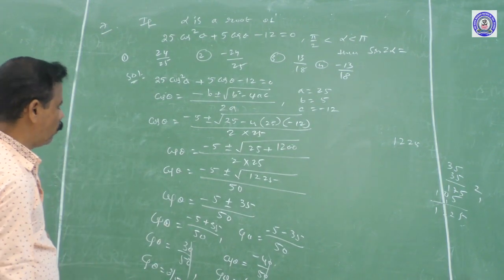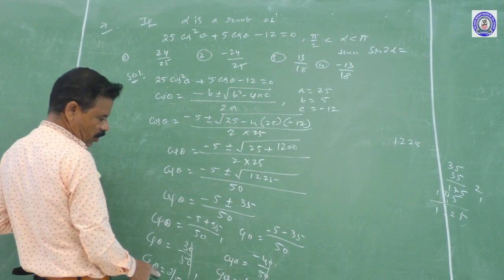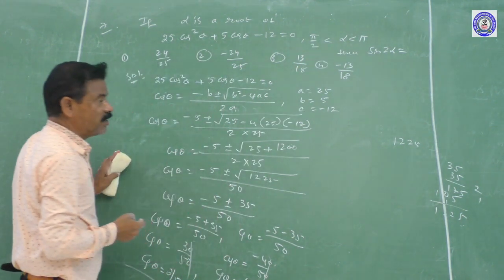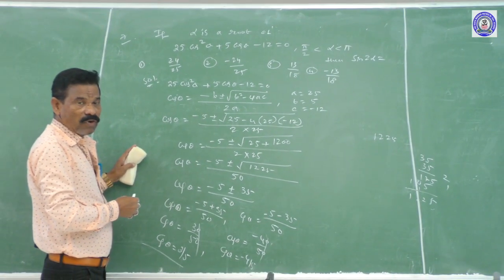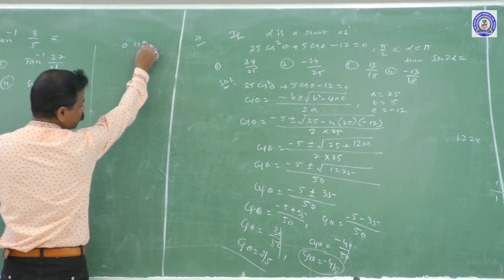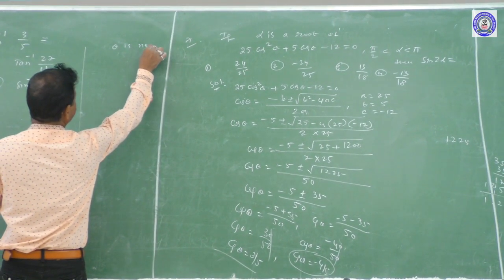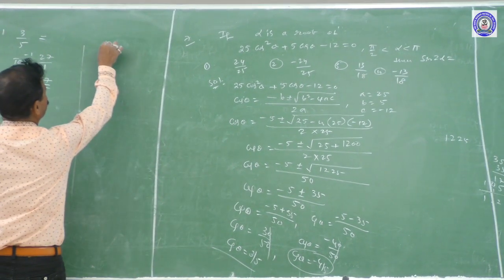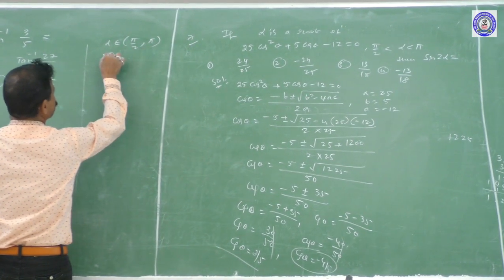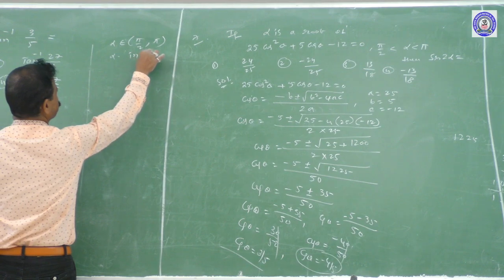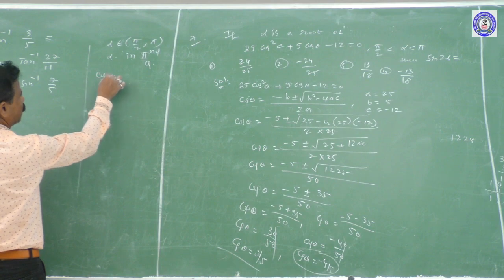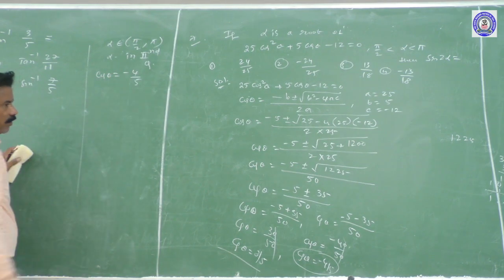So after this, minus 4 by 5, here this is the acute angle positive, here negative. But the angle is in pi by 2 to pi. That is the second quadrant. Because in the second quadrant cos theta is negative. That means alpha lies between pi by 2 to pi, so alpha is in the second quadrant. That's why consider cos theta is equal to minus 4 by 5.